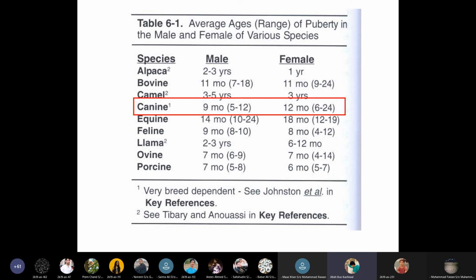Feline has 9 months, 8 to 10 months for a male and 8 months for a female, and 4 to 12 months for a female. Llama has 2 to 3 years for male maturity and 6 to 12 months for female maturity. Ovine has 7 months, that may take 6 to 9 months for the males, whereas 7 months, 4 to 14 months for the females.